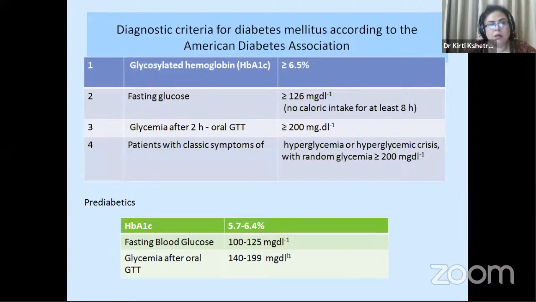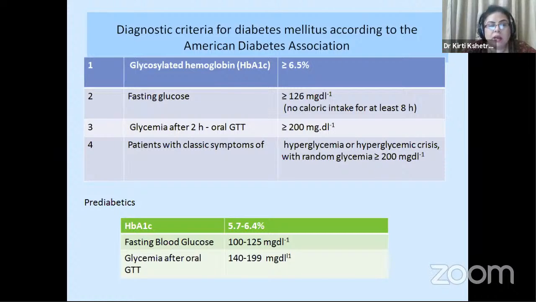Now, the diagnostic criteria according to the American Diabetes Association in 2015 are: glycosylated hemoglobin more than 6.5%, fasting blood glucose level more than 126 milligram per deciliter, or glycemia after 2 hours of oral GTT of more than 200 milligram per deciliter, with no calorie intake for at least 8 hours before, and standard glucose consumption for the test. Also, a patient with classical symptoms of hyperglycemia or hyperglycemic crisis with a random blood sugar of more than 200 milligram per deciliter.